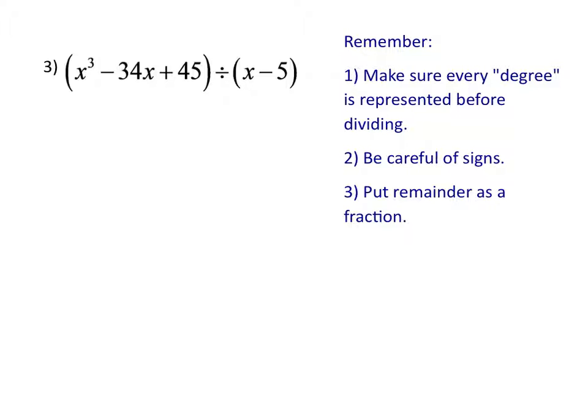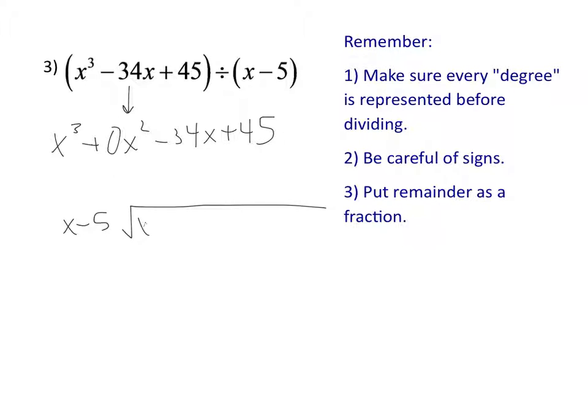And here 2 is missing, so I must write in a filler for x squared, meaning 0x squared, to make sure I can do this problem correctly. So what I would write would be x cubed plus 0x squared minus 34x plus 45. And I'll show you why that will be necessary and why it will be helpful to make sure you remember to do that. So let's divide here. I'm going to say x minus 5 goes into x cubed plus 0x squared minus 34x plus 45.